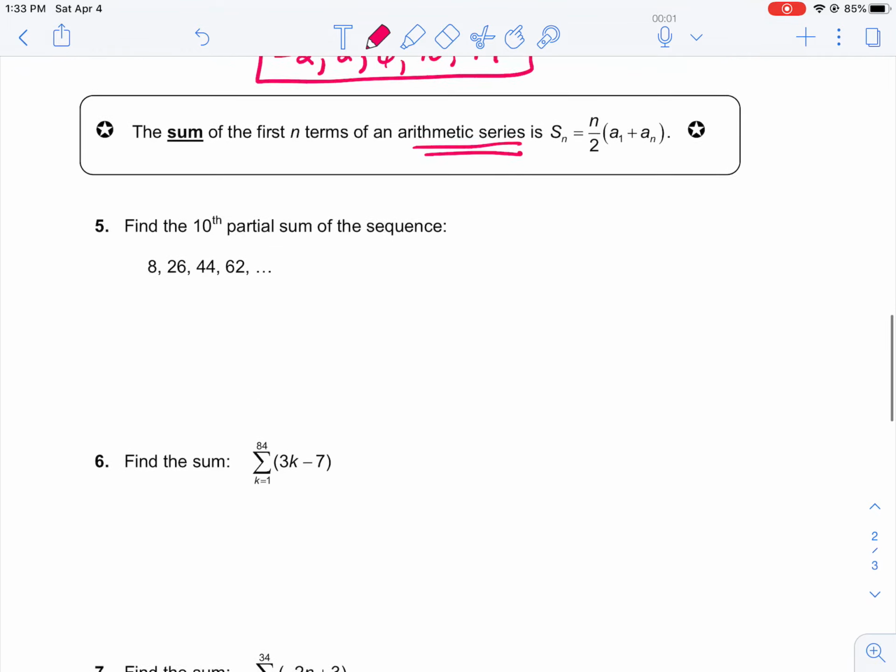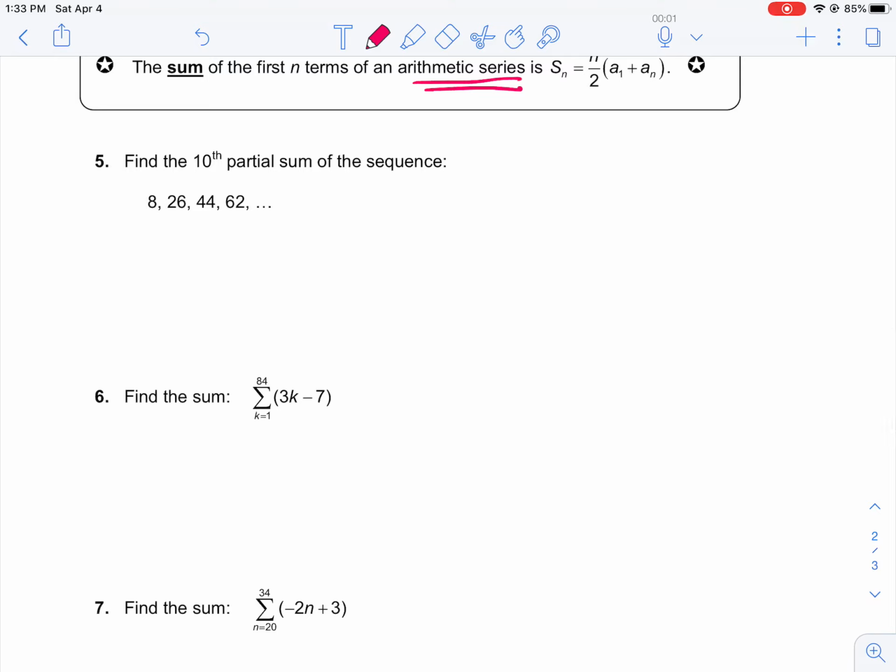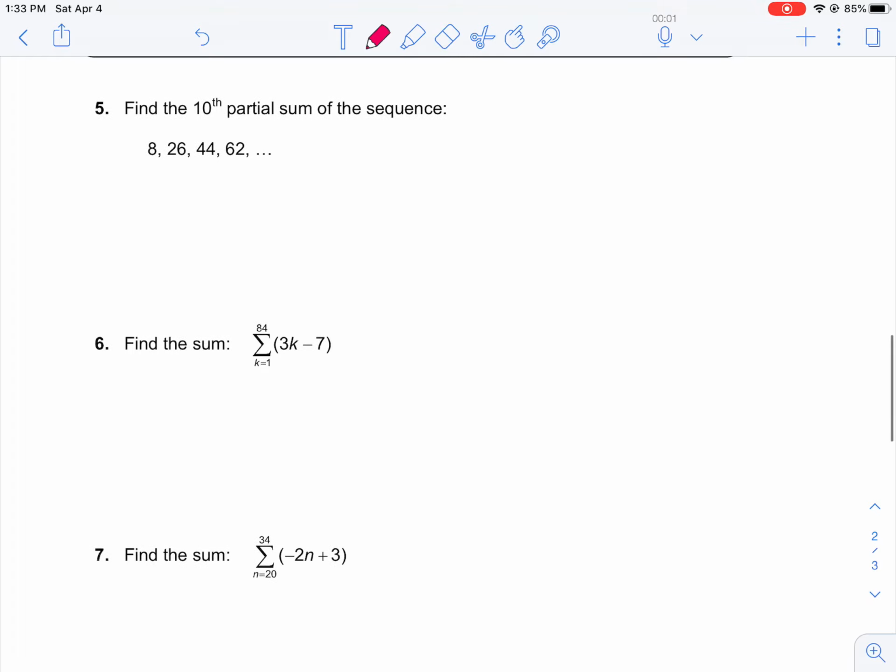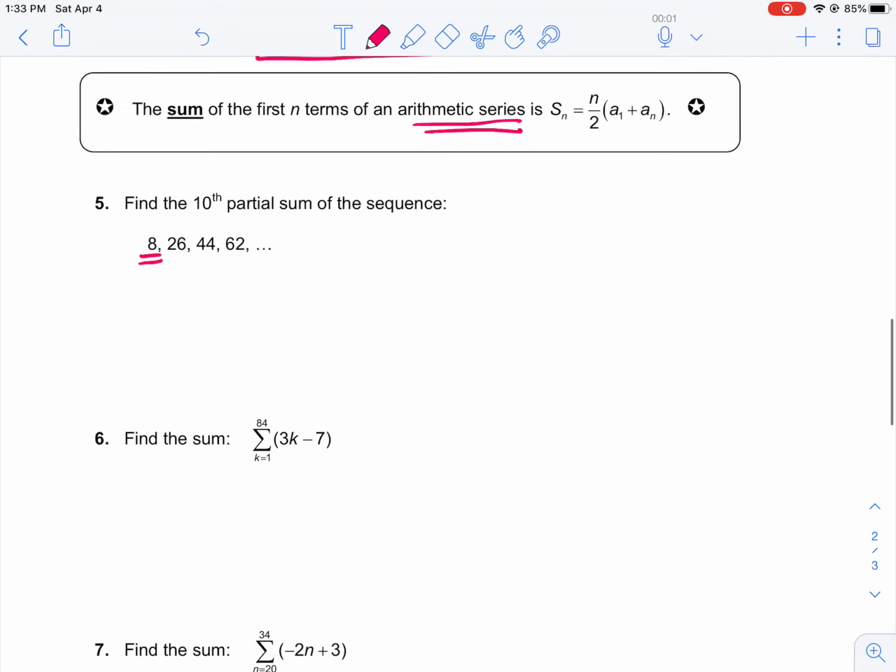Okay, so I want to find the 10th partial sum of this sequence, which means I want to find the sum of the first 10 terms of this sequence. So I know the first term, it's 8. And it looks like, remember, this is an arithmetic series, and the reason for that is I'm adding 18 to get to this term, add 18, add 18, add 18.